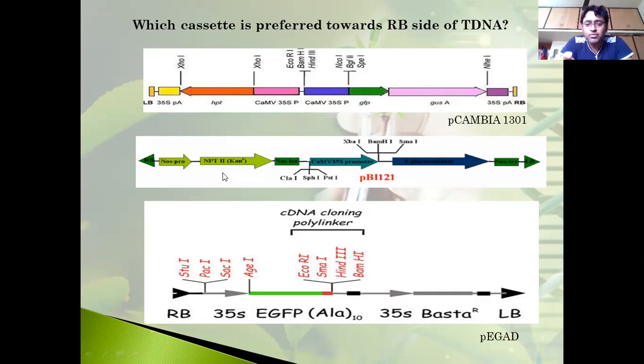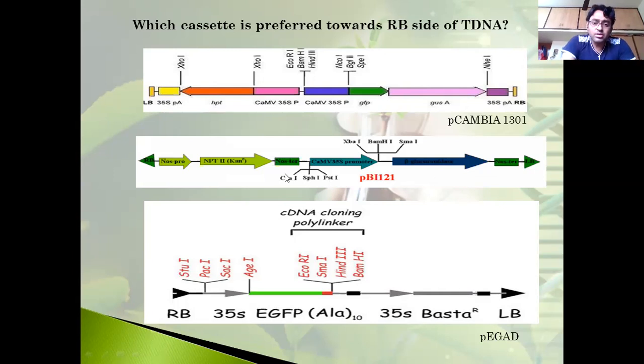One of the reasons for this orientation is that when the tDNA is nicked, it mainly occurs at the right border site first. So which will be the first site to be incorporated into the plant? The RB site, that means the right border site. So, if we place our gene of interest cassette towards the right border site, it will be introduced first.